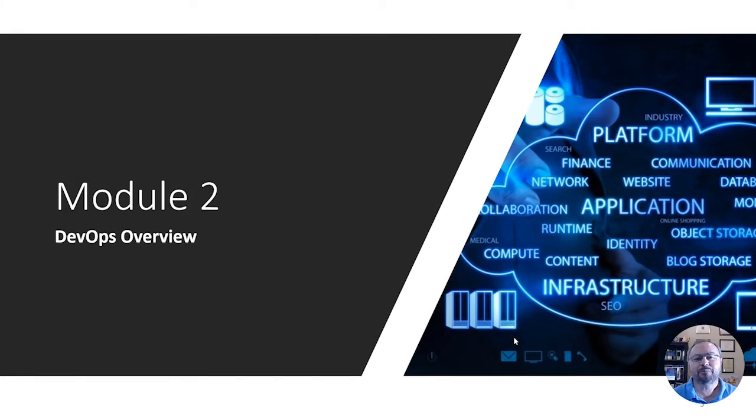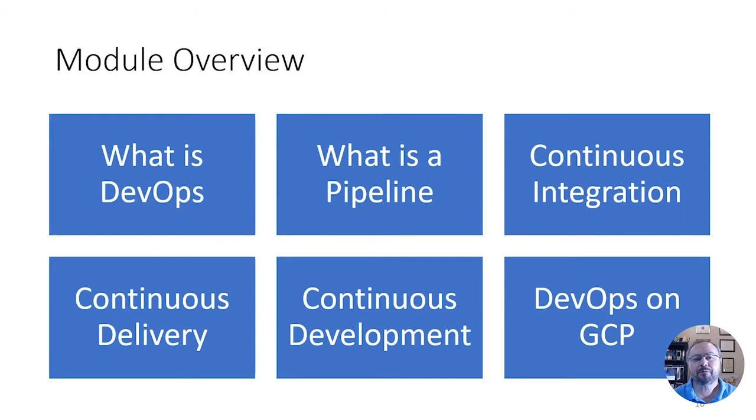In this module, we want to get an idea about what DevOps is if we don't already know, and then understand what pipelines are and talk about continuous integration, continuous delivery, and continuous deployment. And then we'll wrap up the module with a focus on DevOps on Google Cloud, specifically the types of services that Google has around DevOps. Then we'll get into how we could get started deploying pipelines on Google Cloud. Let's go ahead and get started with the next lesson.